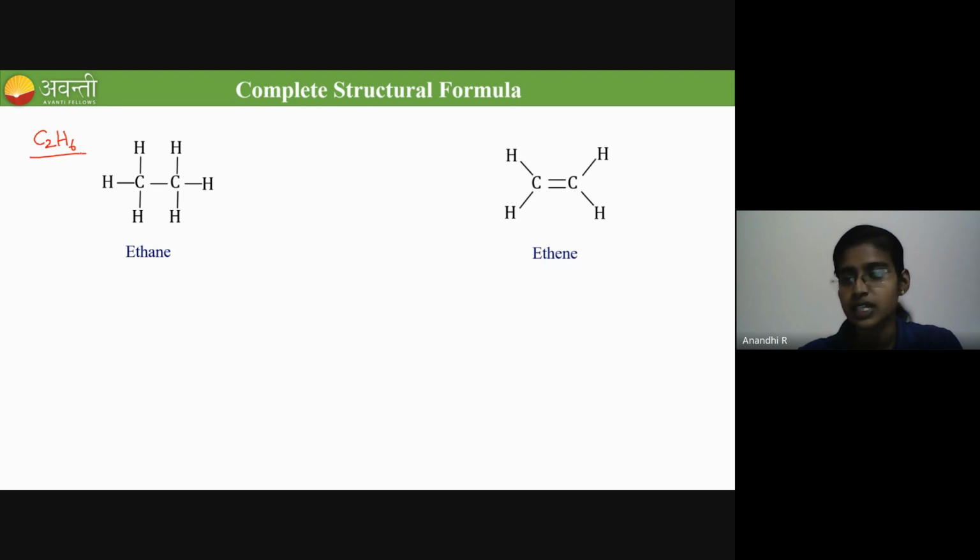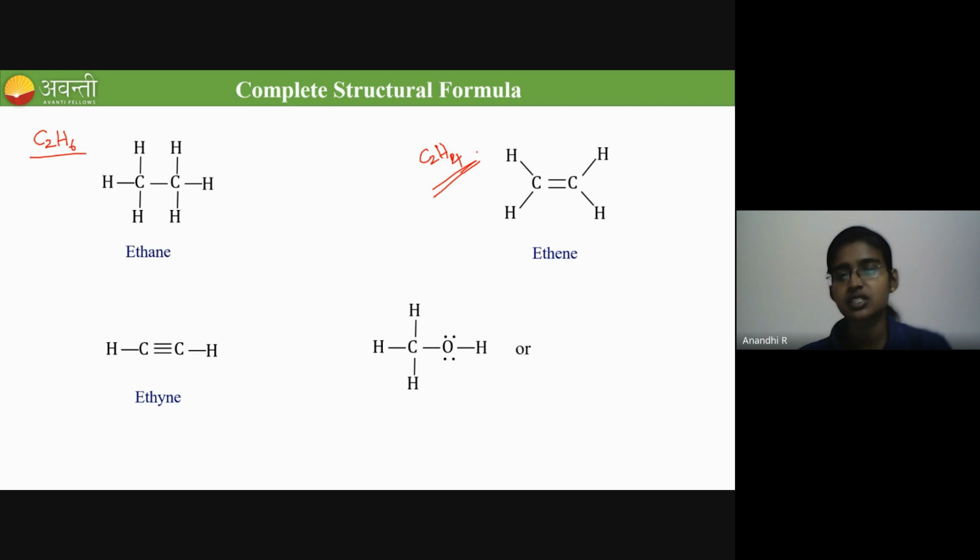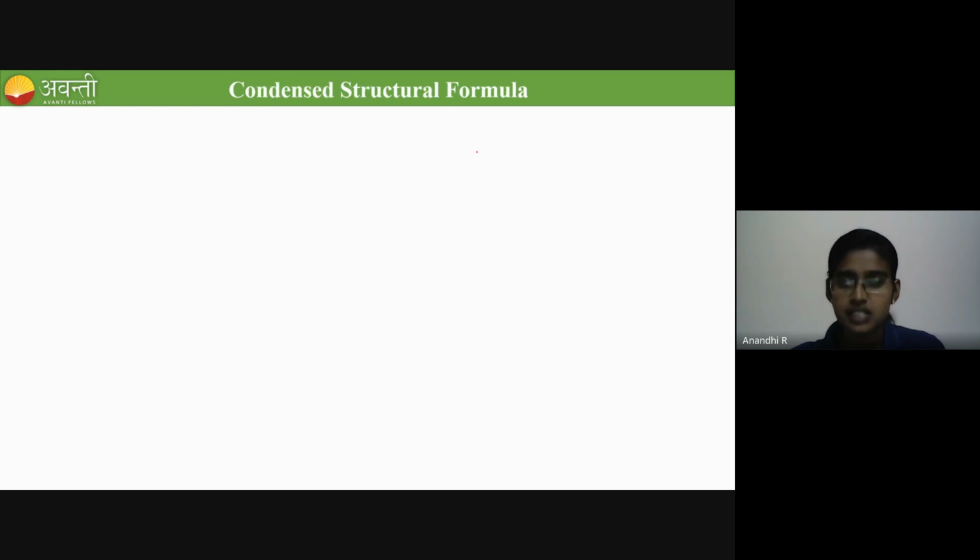One more example is there. Ethene. What is the formula for ethene? It is C2H4, right? It is an alkene. So the carbon double bond and carbon-hydrogen single bonds are all shown. In case of ethyne, triple bond and single bonds are there. And what is the name of this molecule? CH3OH. It is methanol, right? So you have to write all the carbon-oxygen, carbon-hydrogen, oxygen-hydrogen bonds. Okay. So this is methanol. This structure is called a complete structure. Clear? Then I'll go for the condensed structure.